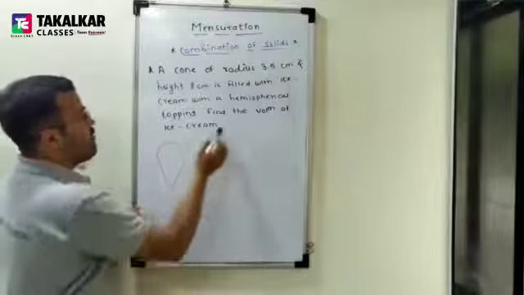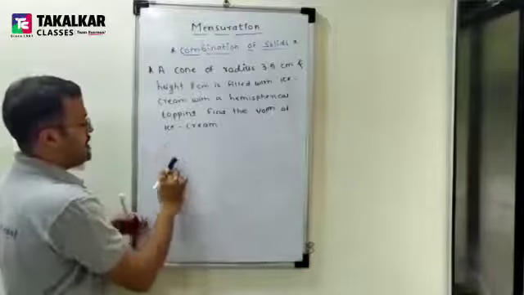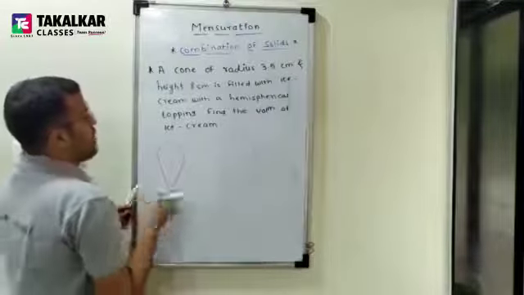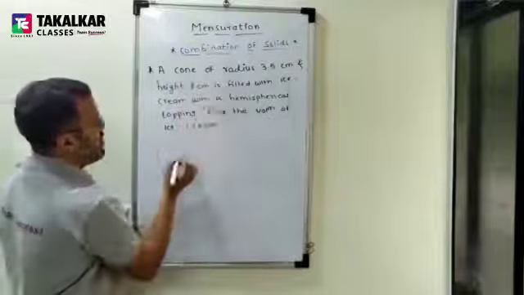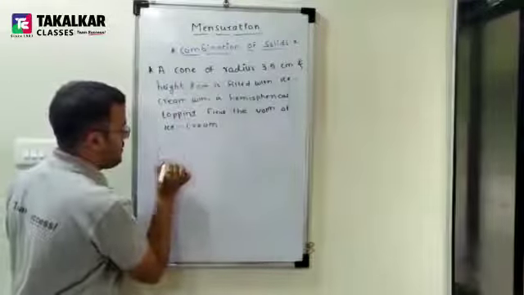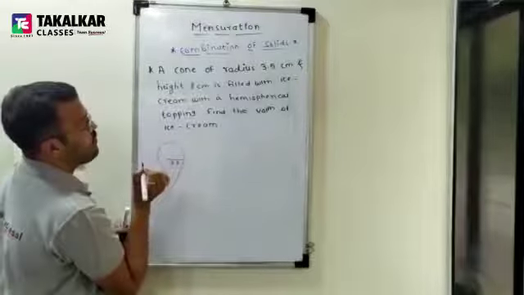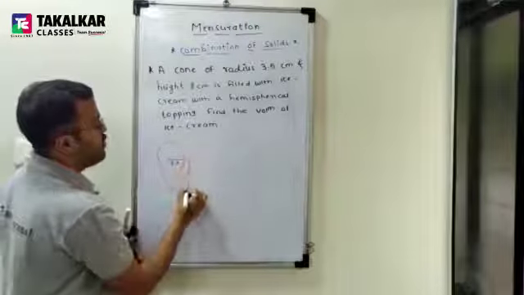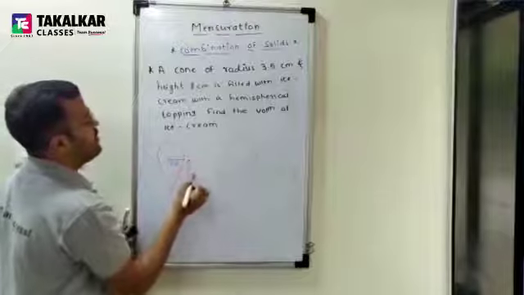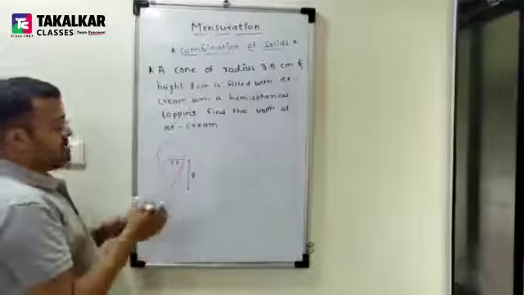Now next, find the volume of ice cream. How much ice cream is in it, its volume. First write the measurements: radius 3.5, the radius of the cone. So this distance is 3.5. Height of cone is what? 8. So this diagram is clear.